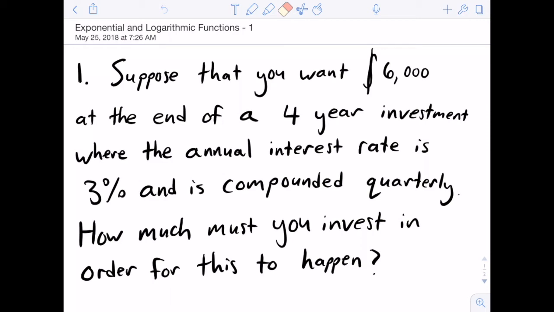Okay, so this video is on exponential and logarithmic functions. So the three problems that I have here are fairly standard. So we'll just go through them.